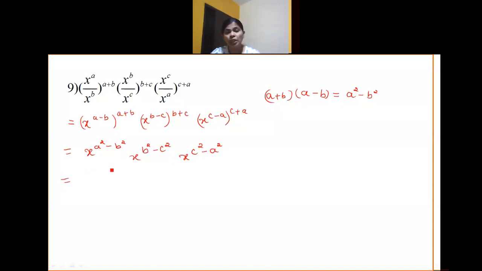The next step is to observe the common base. x is the common base, so let me write it only once, and it is repeated with respect to multiplication. That means the powers we need to add, keeping the same signs. So the power will be a square minus b square plus b square minus c square plus c square minus a square. Now plus a square and minus a square cancel. Minus b square plus b square cancels. Minus c square plus c square cancels. What remains is x to the power 0, which is equal to 1.